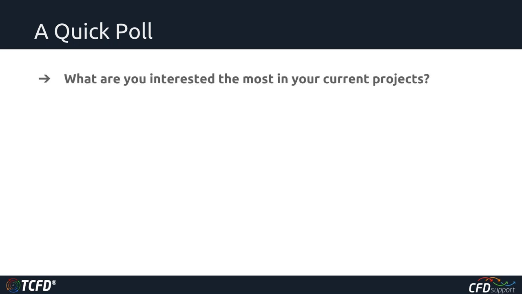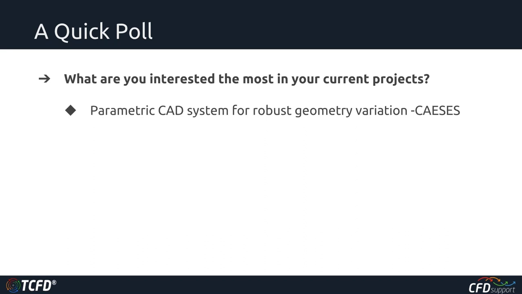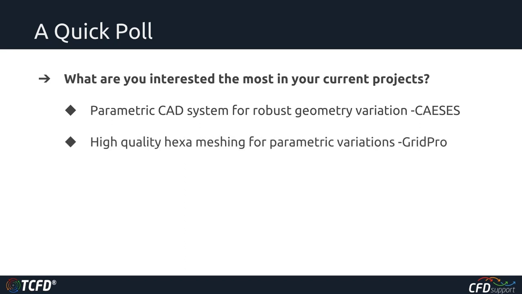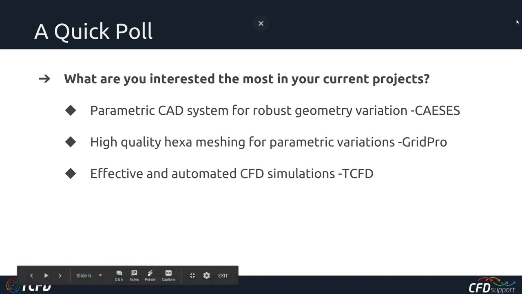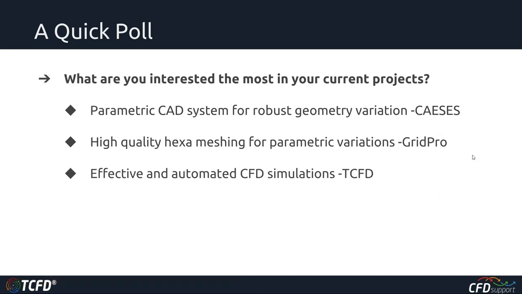Before we start introducing the project we did, we would like to have your little feedback. We would like to ask you a quick question. What are you interested in the most in your current projects? Whether it is a parametric CAD system for robust geometry variation like CAESES, or a high quality hexa meshing system for parametric variations like GRIDPRO, or an effective and automated CFD simulation tool like TCFD. I will run a quick poll, which is a little query which allows you to vote.